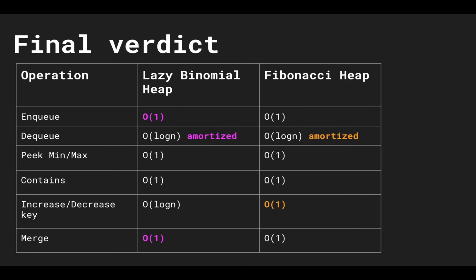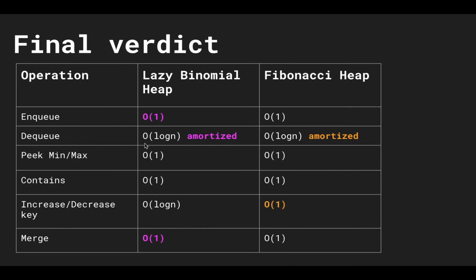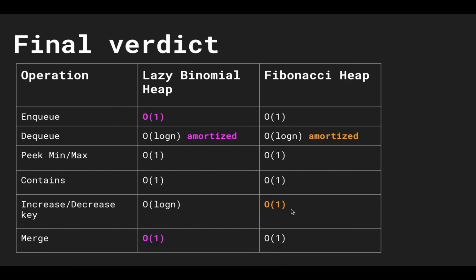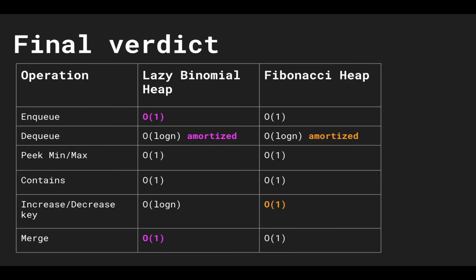And here is the final verdict. We are moving from the lazy binomial heap to an even lazier implementation of it, and we're going to call this the Fibonacci heap. The Fibonacci heap is the lazy binomial heap with the addition of the lazy decrease key. So here, everything is the same as the lazy binomial heap, except the decrease key, which is now O(1). And this is the most efficient we can get with decrease key. This is heavily leveraged in graph algorithms like Dijkstra's shortest paths and Prim's minimum spanning tree.